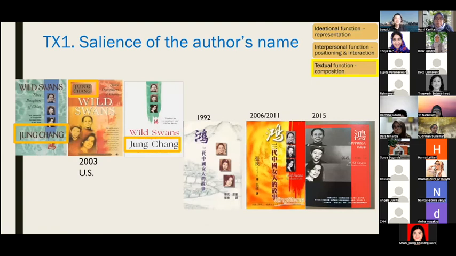So the first one is the salience of the author's name. What do you notice when you look at Zhang Chen's name on the English covers? Zhang Chen, Zhang Chen, Zhang Chen. What do you think about the size?